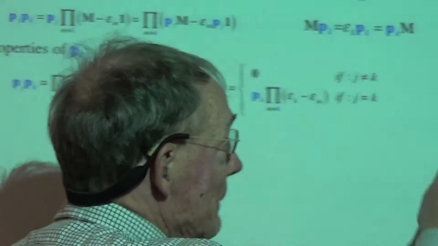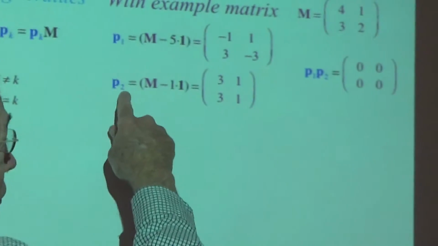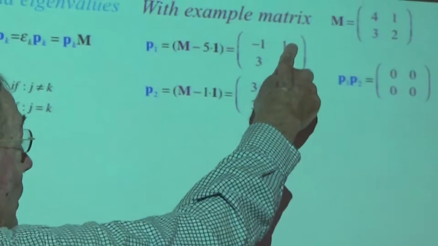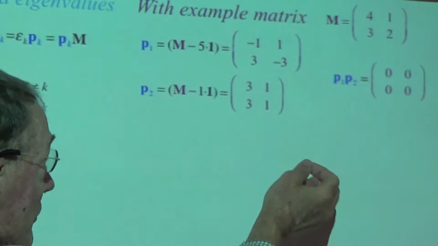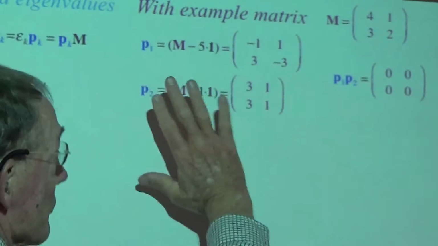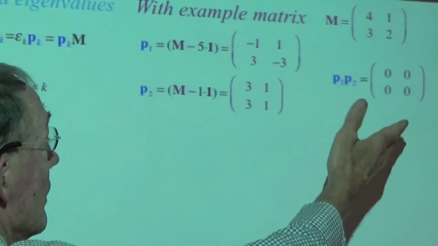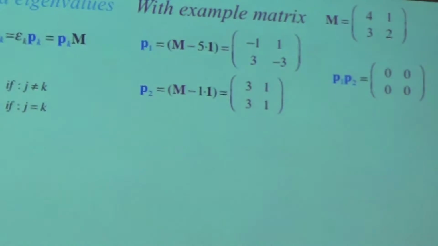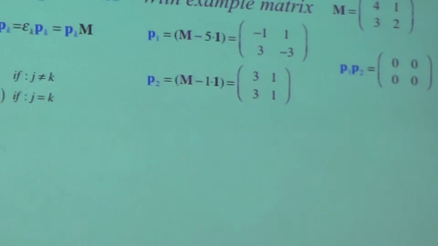And you can see that by looking at P1 times P2 here. This row here multiplied by that column gives me 0. This row multiplied by that row gives me 0, 0, 0. I get a big 0 from any product of different little projectors, baby projectors. Okay, we just have baby projectors.